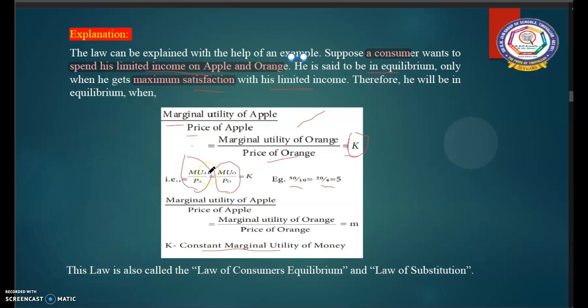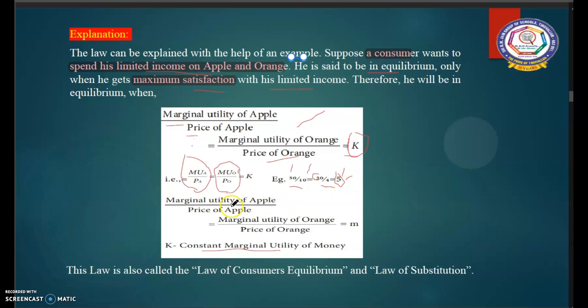So here, marginal utility of apple by price of apple, marginal utility of orange by price of orange, equal to K. So for example, if you have 50 rupees, the price of apple is 10. So how many apples will you get? If you have 20 rupees and the price of orange is 5, then you will get 5. The number of apples is 5 and the number of oranges is also 5, but here you are paying 50 rupees, while in this case you are paying only 20 rupees, but the number is the same.